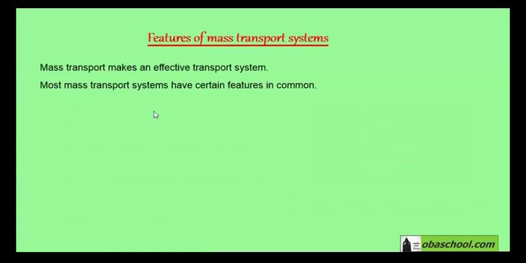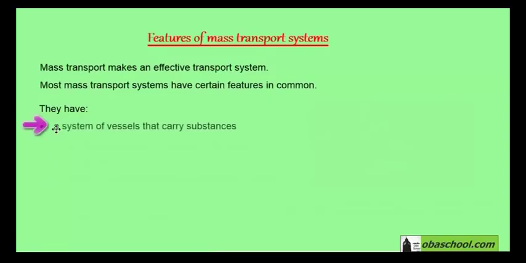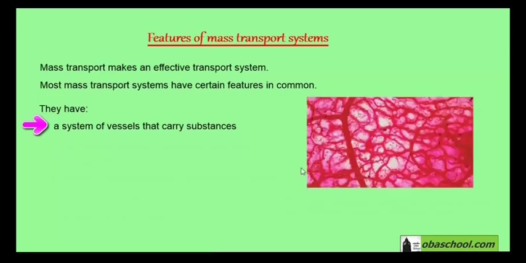Now, most of these systems have features in common. They have a system of vessels that carry substances. These vessels look like tubes. They follow specific routes, they are widespread, and they depend on pressure to transport the substances. They may look like branches spread around the cells.